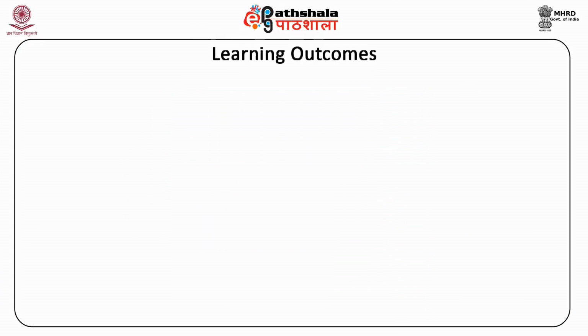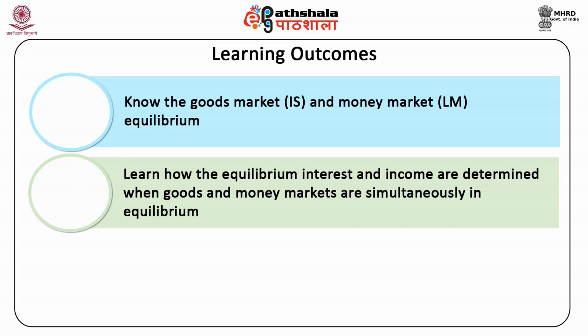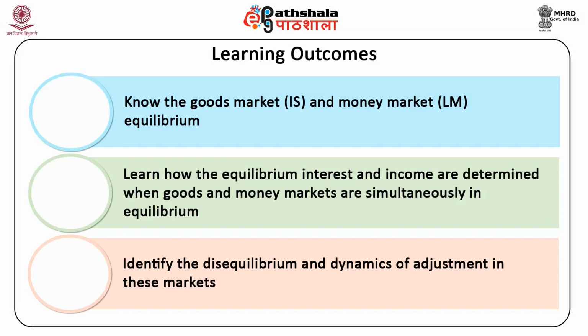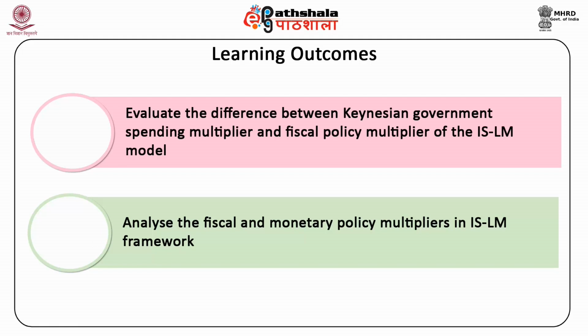After studying this module, you shall be able to know the goods market IS and money market LM equilibrium. Learn how the equilibrium interest and income are determined when goods and money markets are simultaneously in equilibrium. Identify the disequilibrium and dynamics of adjustment in these markets. Evaluate the difference between the Keynesian government spending multiplier and the fiscal policy multiplier of the IS-LM model. Analyze the fiscal and monetary policy multipliers in the IS-LM framework.